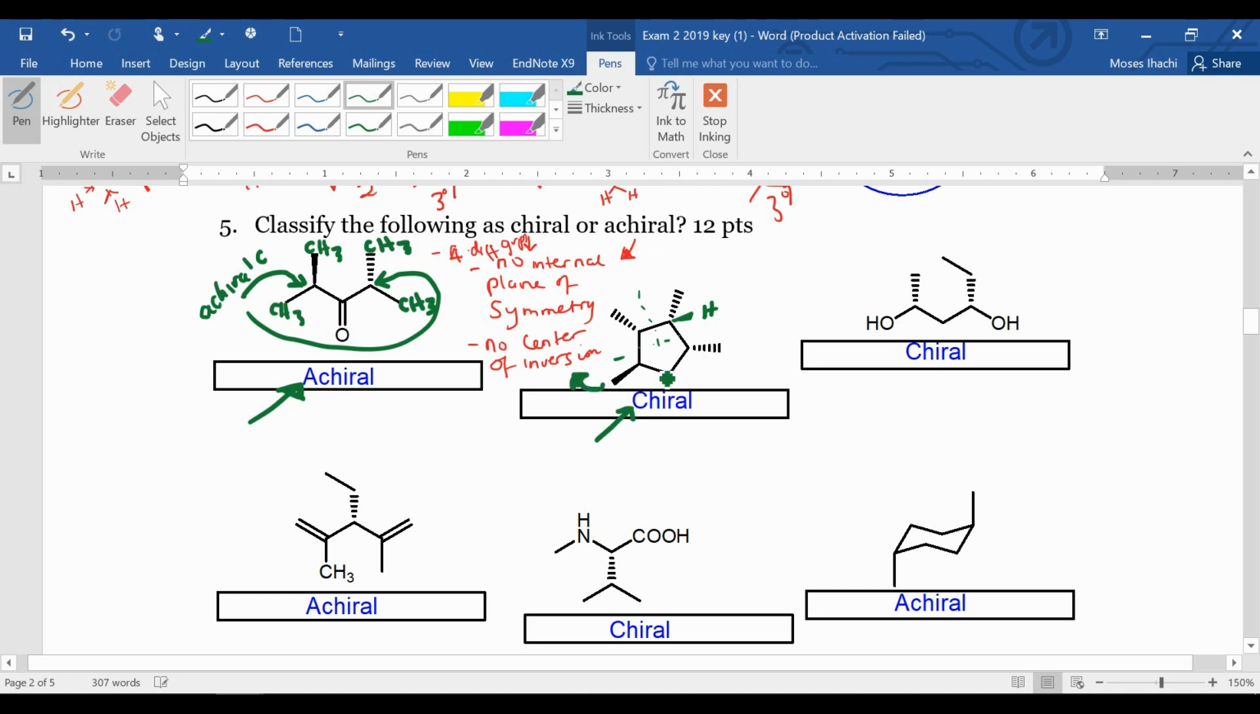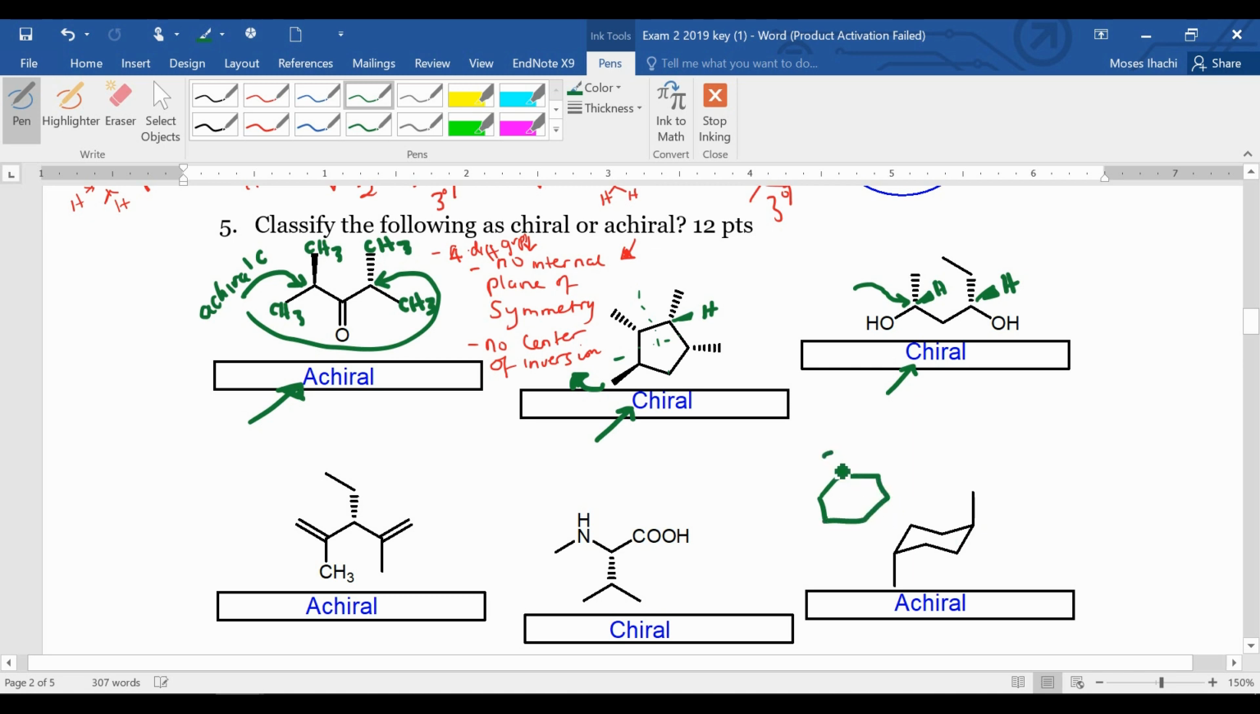It's obeying all those checkpoints. And then this carbon right here is a stereogenic center, which means you have 4 different groups. I would consider it. This one has 4 different groups. There's no center of inversion. There's no internal plane of symmetry. That's chiral. This guy is achiral.